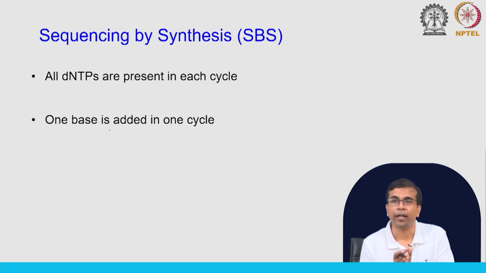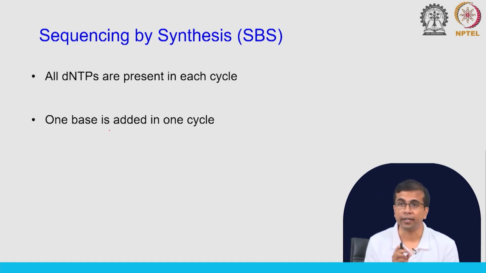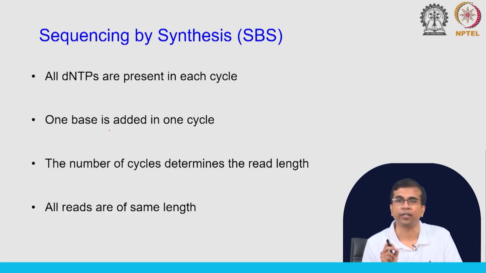And one point that we have seen is that one base is added in one cycle. You do not have multi-base additions at once, and this is in contrast to 454 sequencing, where there is no limit. So, you can have 20 base addition. If you have 20 A's, they will be added one after another very quickly, and then the signal will be read out, which will be the total signal intensity or the light intensity that we get. Here we are getting signal for one base at a time, and this makes for a very accurate sequencing process.